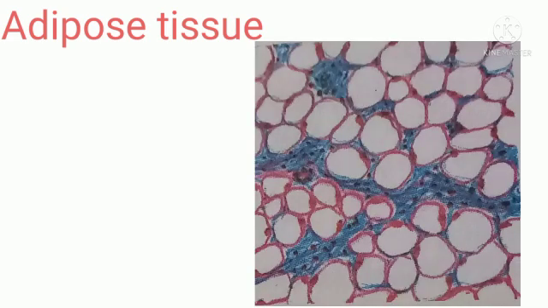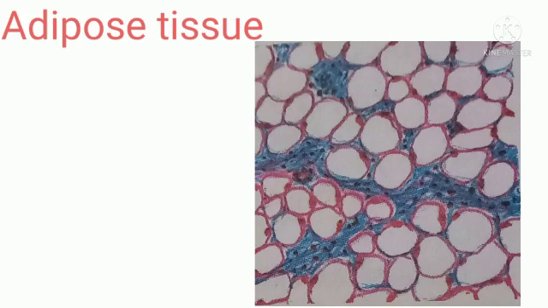Adipose tissue. Adipose tissue is a fat storing tissue. It is located below the skin and between internal organs. The cells of adipose tissue are filled with fat globules. So the fat is stored and acts as an insulator. Yes, children, I hope you understand adipose tissue works as an insulator to prevent the loss of heat.